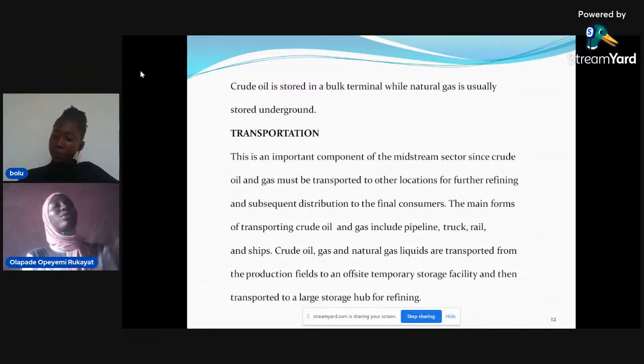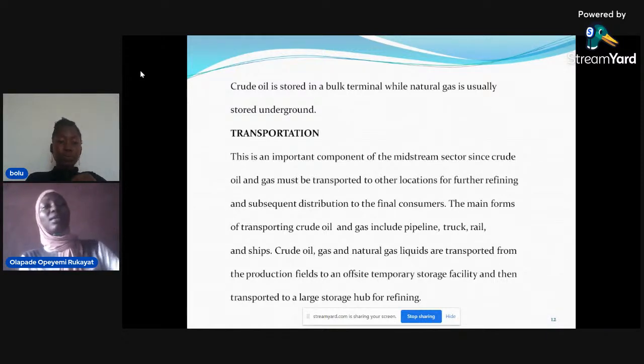Let's just imagine where the oil or the natural gas was produced or found is very, very far from the refinery. How does it get there? How do they take it to the next stage where it could be refined into useful products? So that is why transportation is a very, very important component. So the main form of transporting crude oil and gas include pipelines.